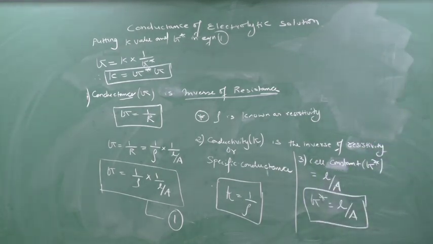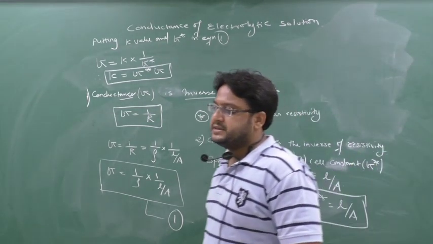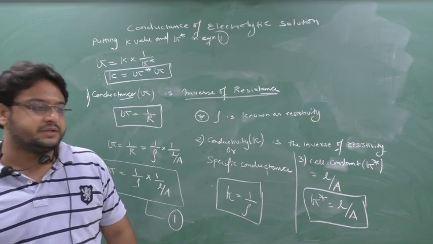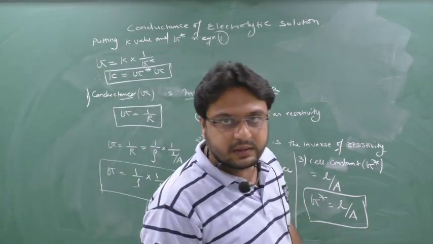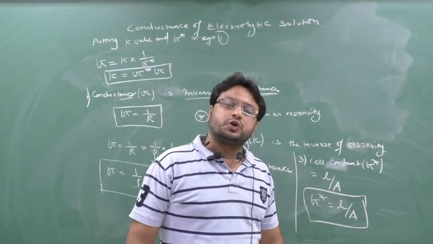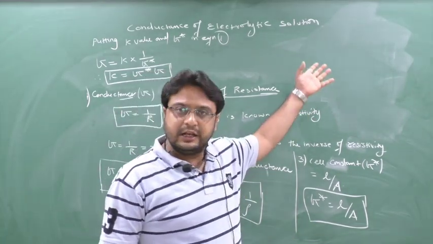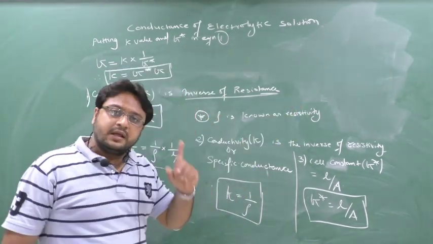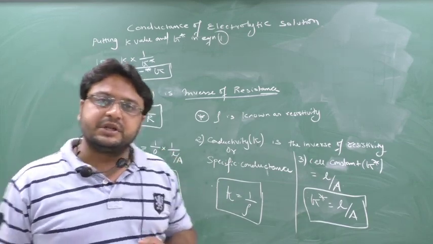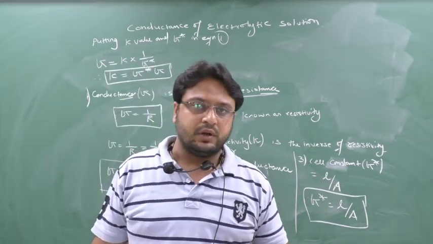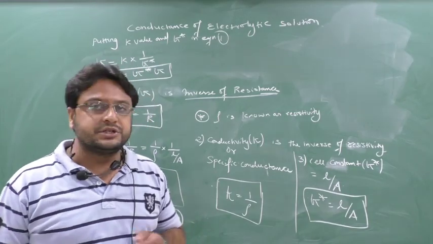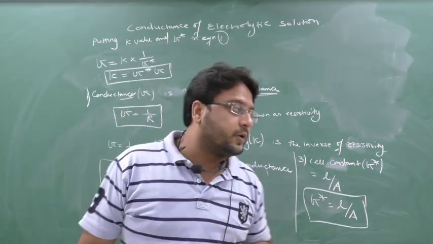See here what I have done. First I have taken R equal to rho L by A. That is, the resistance of any conductor is directly proportional to the length and inversely proportional to the cross sectional area, and rho is the resistivity, which is the constant. But here I have taken the electrolyte. So here A is the cross sectional area of the electrode, and L is the distance between the two electrodes. Clear?